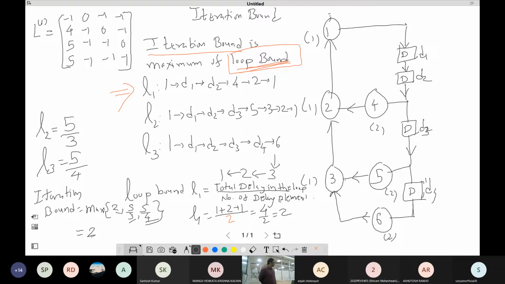So it's very simple. You just need to observe the loops. From the loops, you find the loop bounds, and once you have found all the loop bounds, you find the maximum of all of them. And that is your iteration bound. Okay. So this is a good method. But there are some issues with this method.